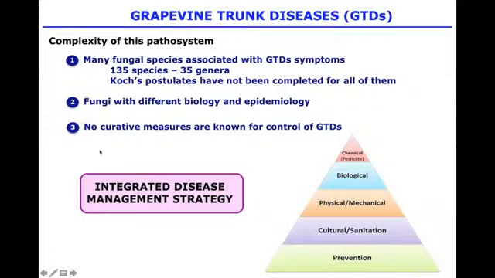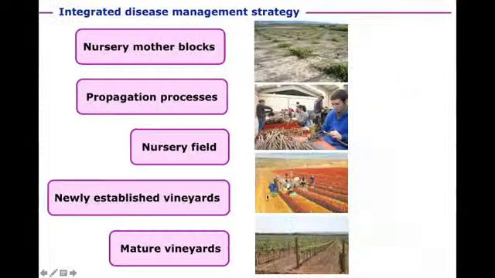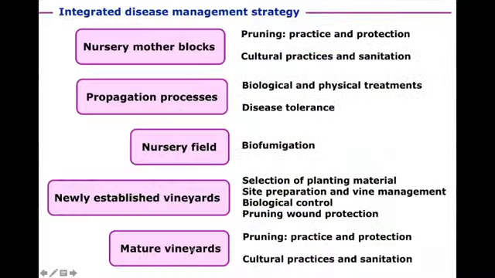And the third reason, no curative measures are known to control GTD. They would be best managed by an integrated disease management strategy that combines the use of preventative measures and control options through all steps of the production process. And these preventive measures can be applied in nursery mother blocks, in the propagation processes, nursery field, and in newly established and mature vineyards.